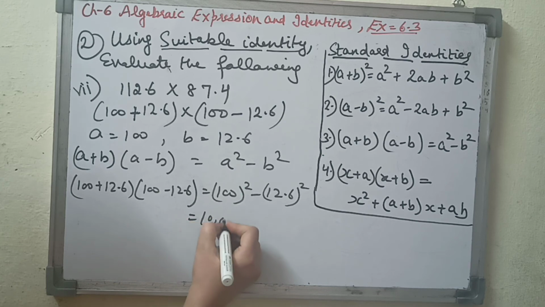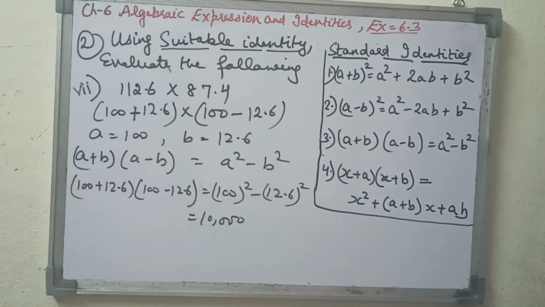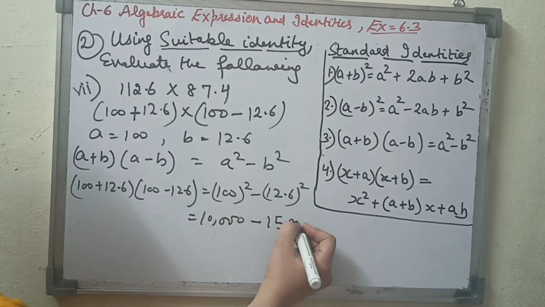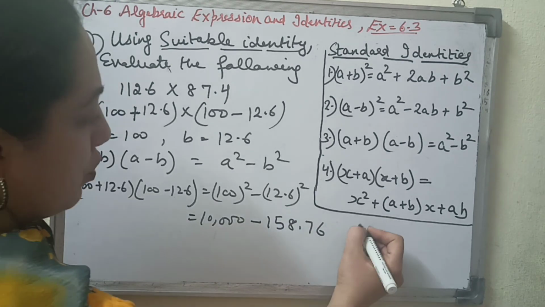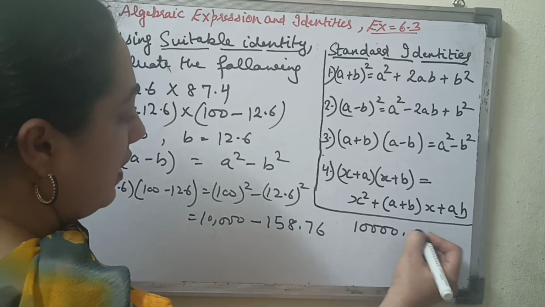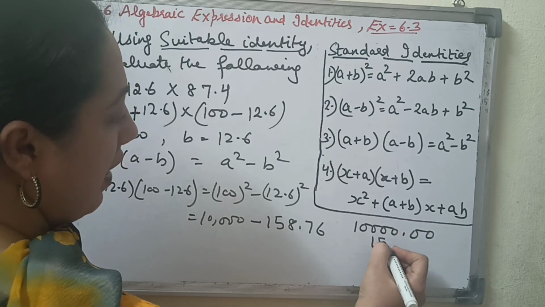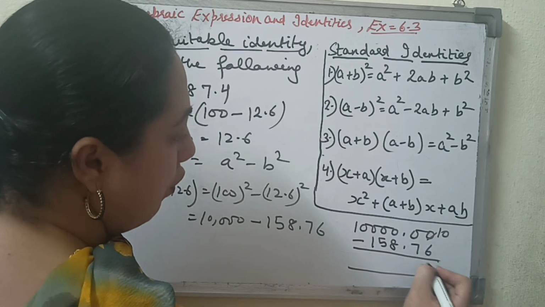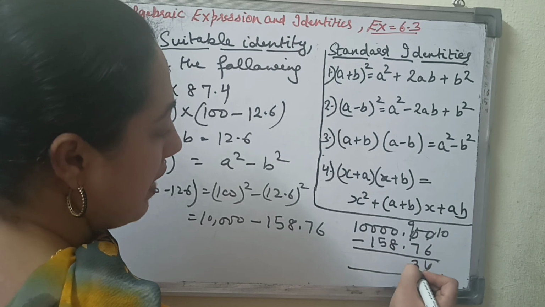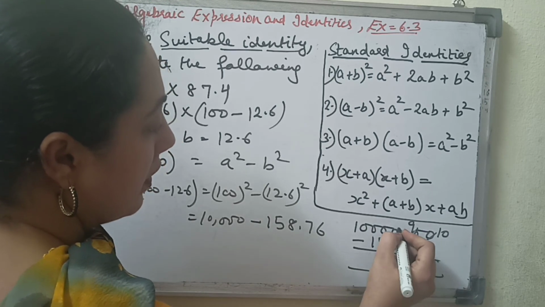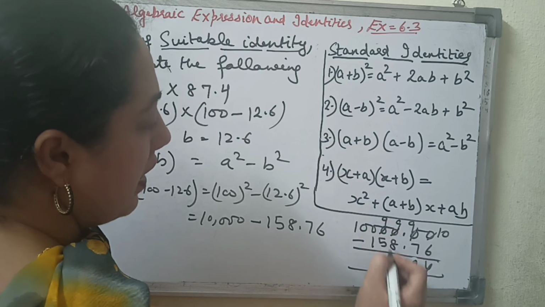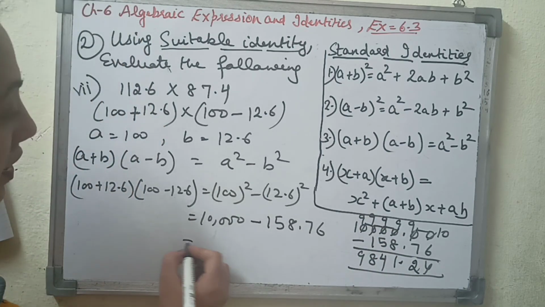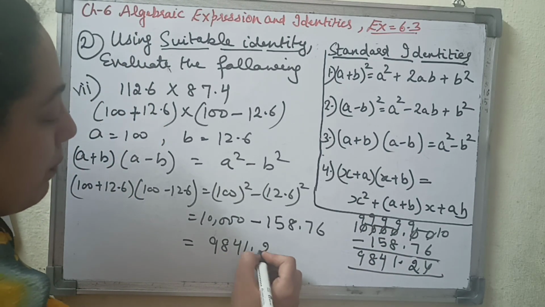Now what is the square of 100? Everybody knows it is 10,000, right? And 12.6 multiplied with 12.6, you will get 158.76. Now do the subtraction like this: 10,000.00 minus 158.76. Doing the subtraction, 10 minus 6 is 4. Here we are left with 9 minus 7, 2. Again 9 minus 8, 1. 9 minus 5, 4. 9 minus 1, 8, and again here is a 9. So the answer is 9841.24.